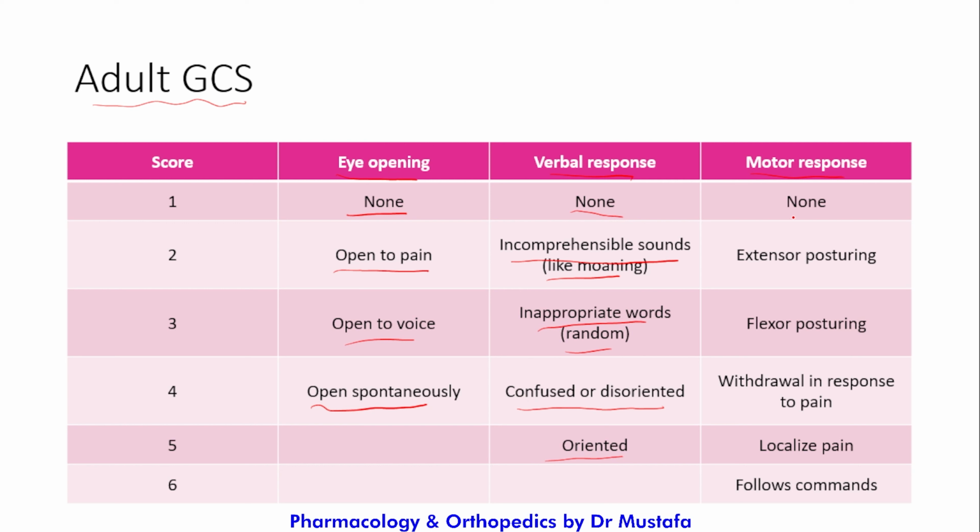In motor response, if there is no motor response, the patient gets 1. If there is extensor posturing, the patient gets 2. If there is flexor posturing, the patient gets 3 points. If there is withdrawal in response to pain, the patient gets 4 points. And if the patient can localize pain, he gets 5 points. And if the patient follows commands, 6 points.